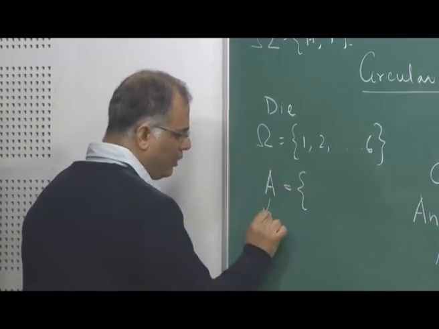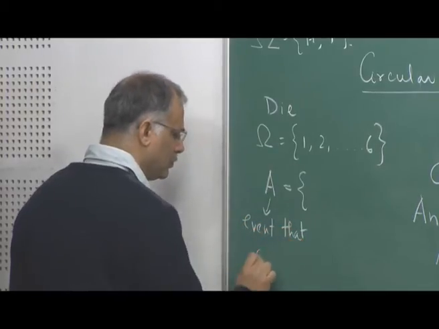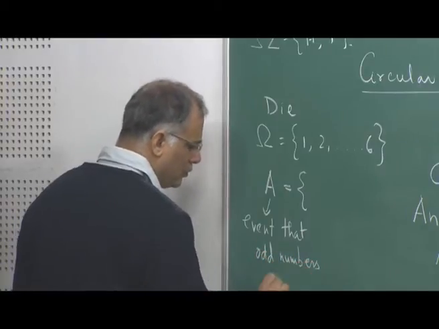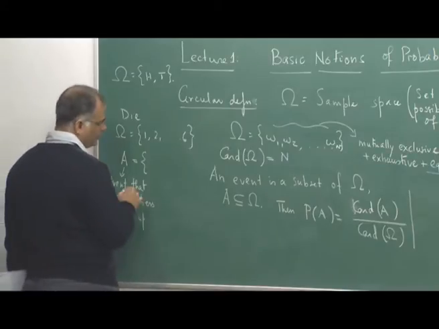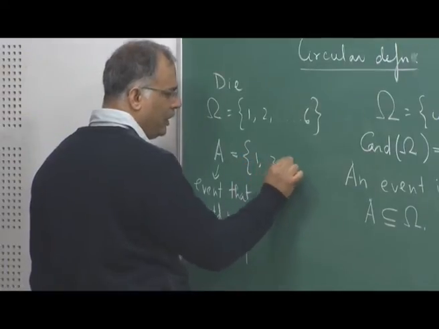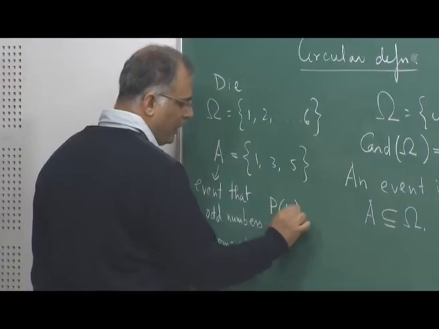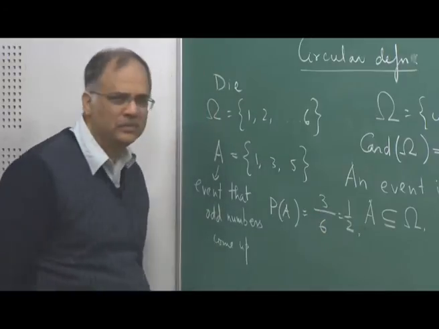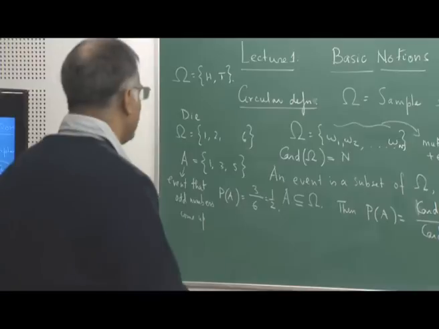Then if this is my event, I have 1, 3 and 5. So, according to this definition, the probability of this event A is 3 by 6, which is half, which also looks natural because the even and odd numbers are in equal proportions here.